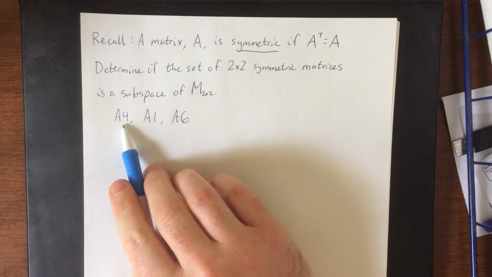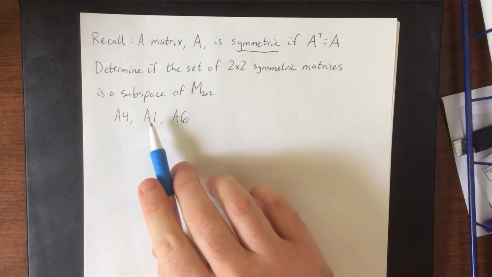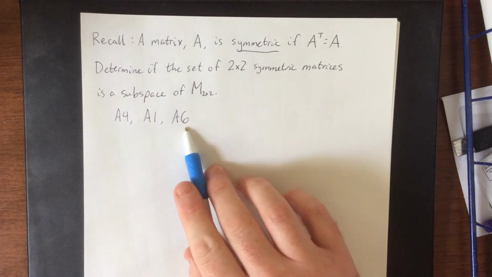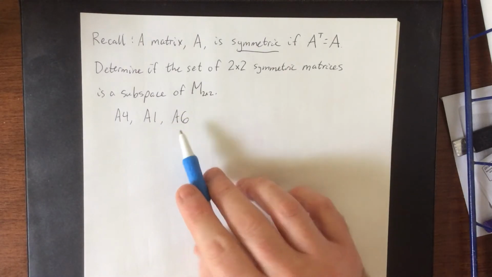A4 is the existence of the zero vector within the subspace. A1 is closure under vector addition, and A6 is closure under scalar multiplication.